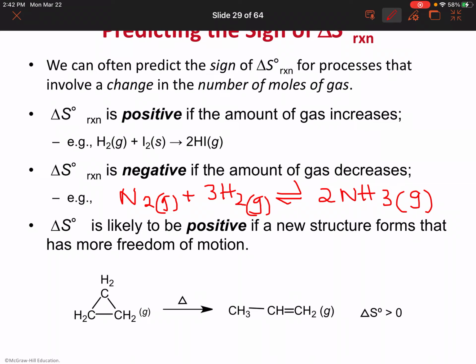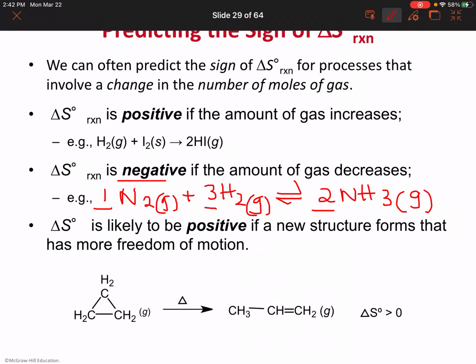So we have to look at how many gas particles, how many gas molecules in the reactants and how many in the product. So 1 plus 3 is 4, giving you 2. What happened? Entropy decreasing. 4 moles becoming 2. Entropy decreases. So delta S would be negative by looking at the number of gas particles.